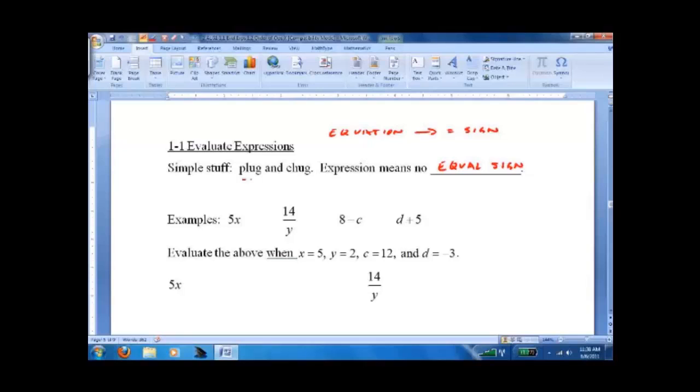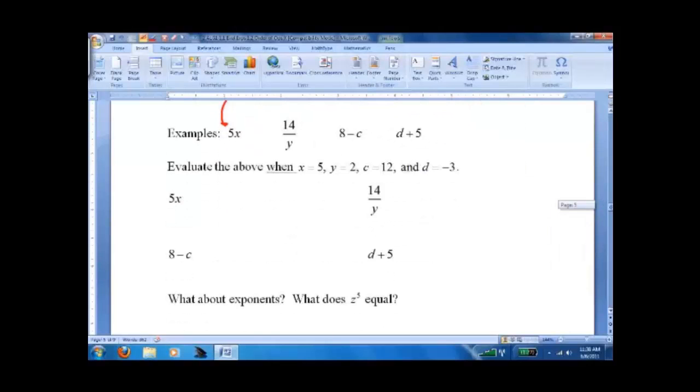Right now we do what I call plug and chug. That means we have an expression, we plug in a value, and then we say what is the answer. So evaluate all these that are above, when x equals 5, y equals 2, c equals 12, and d equals -3.